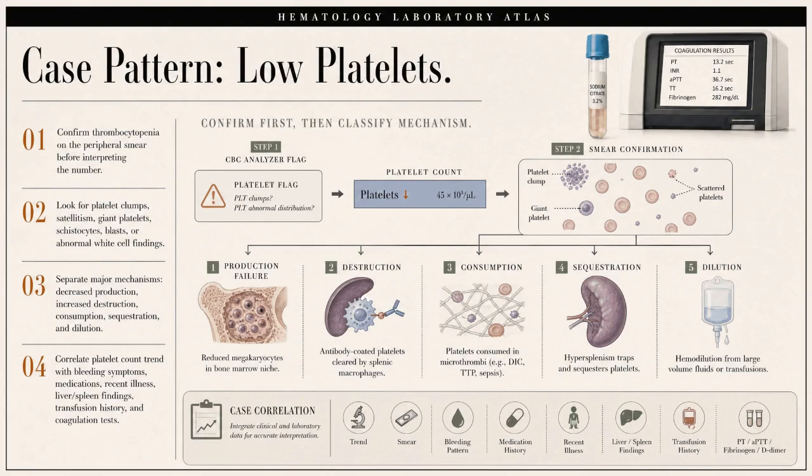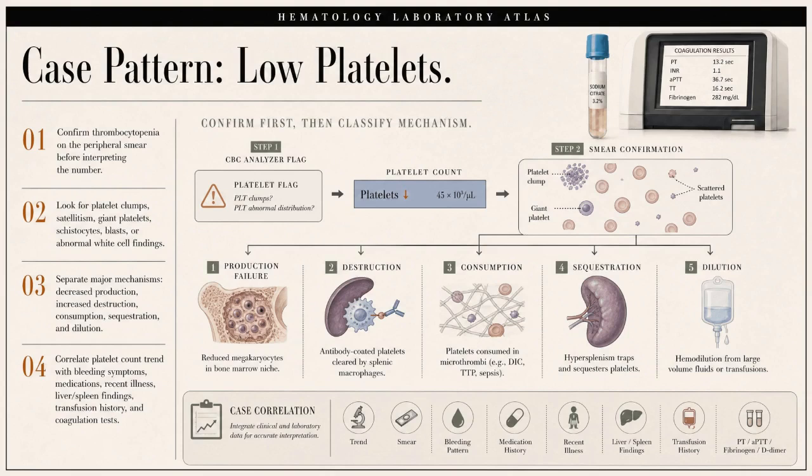The smear gives clues: giant platelets, schistocytes, or blasts. Clinical context is vital: infection, medications, autoimmune disease, or malignancy. Urgency depends on the count, bleeding, and associated findings. The platelet count is the headline, but the smear and patient context tell the full story.